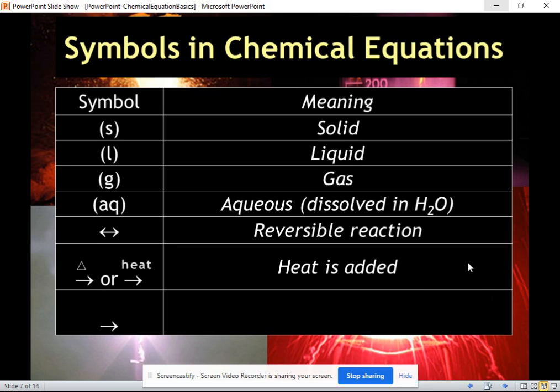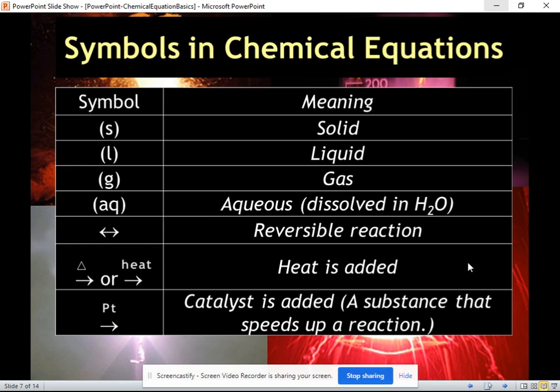So there are reactions where heat is needed in order to get the reaction to occur. It just doesn't occur without it. So a lot of times we'll use a symbol or the word to show that that is also involved in the reaction. And then the last one here, I'm putting the letters PT over here.